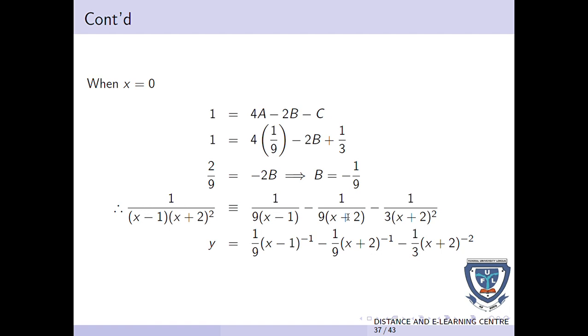You simply say, when x is 0, you have 1 equal to 4a minus 2b minus c. Now substituting your a and your c and making b the subject, you're going to get that your b is equal to minus 1 over 9. Now going back to the original question, you will now have that y is equal to 1 over 9 (x minus 1) raised to power minus 1, minus 1 over 9 (x plus 2) raised to power minus 1, minus 1 over 3 (x plus 2) raised to power minus 2.